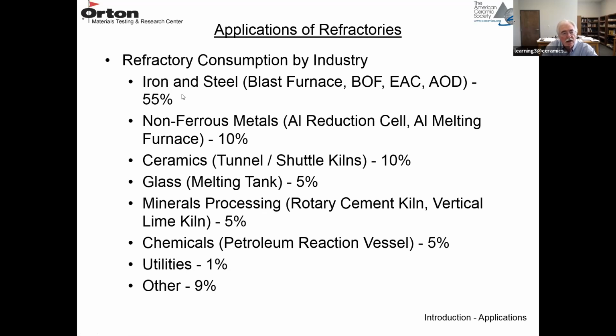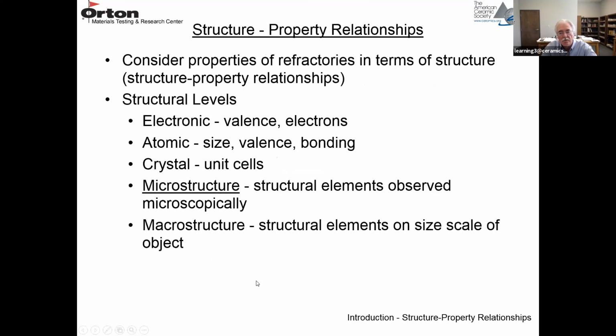So iron and steel is about 55%, non-ferrous metals about 10%, ceramics about 10%, glass melting about 5%, minerals processing about 5%, chemicals about 5%, utilities maybe 1%, and there's other applications like incineration and so on. So that's about 9%. So that's a quick introduction on the different types of refractory materials that are available and how they're classified. Are there any questions on that?